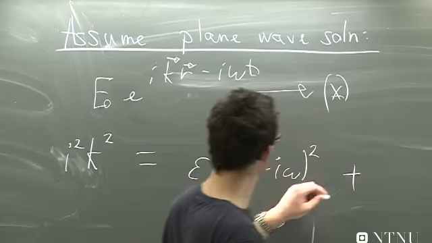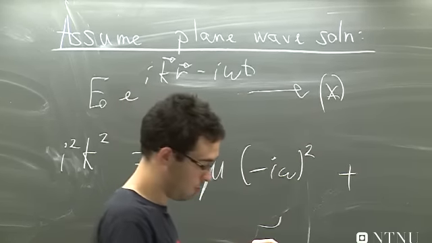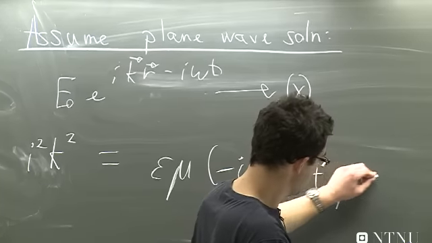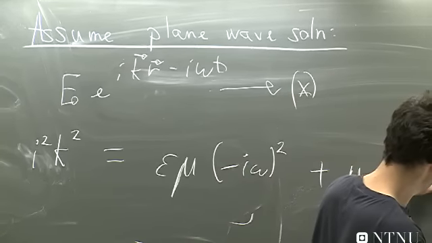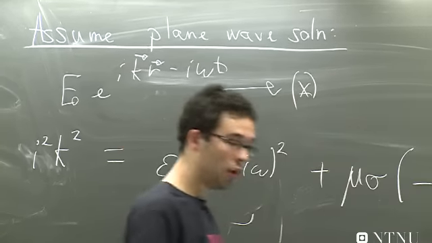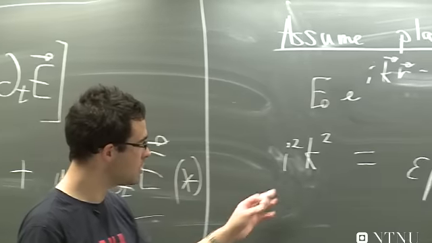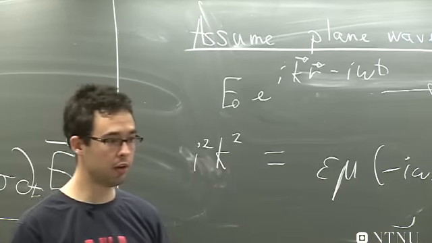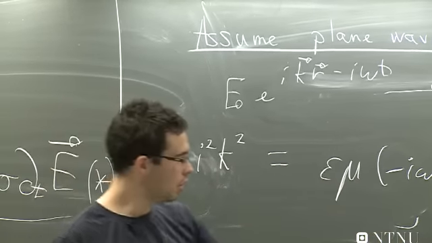Okay, and then the diffusion term, which will give me then mu sigma minus i omega. And the ones who are not falling asleep will notice that there's i squared here and i squared here, so I get rid of the i in the wave equation. But here I won't get rid of it.